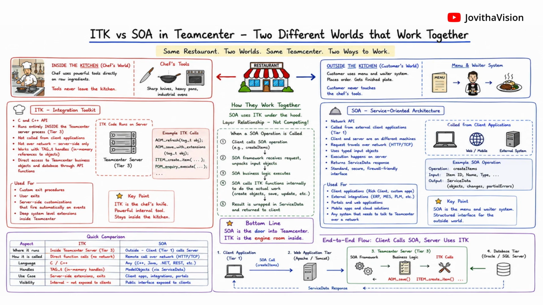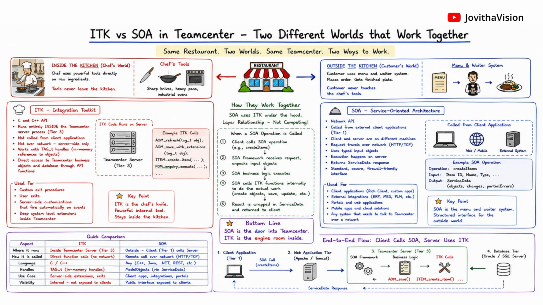Inside the kitchen, the chef has their own professional tools like sharp knives, heavy pans, and etc. These tools are powerful and precise. The chef uses them directly on the raw ingredients, but these tools never leave the kitchen. A customer at the table never touches a chef's knife. Outside the kitchen, there is the menu and waiter system. The customer places an order through the menu. The waiter carries it in. The chef uses the kitchen tools to cook it. The waiter carries the finished plate back out to the customer.